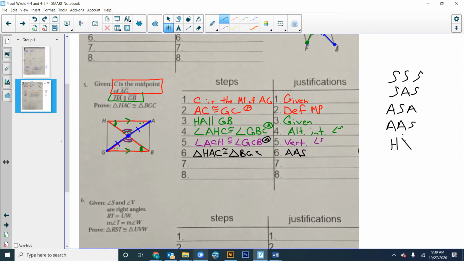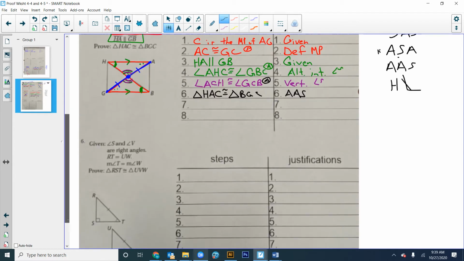So we had two A's and an S. How do you know if it's two A's and an S? How do you know it's not ASA? I had two angles and a side. How do I know it's not ASA? ASA has the included side, right? Okay, I have two angles. Do I have the included side congruent? No, it's the non-included side. Angle, angle, side. Yep. All right.